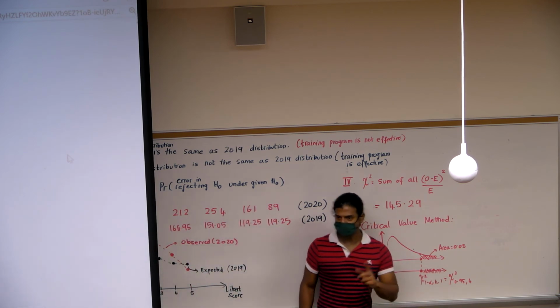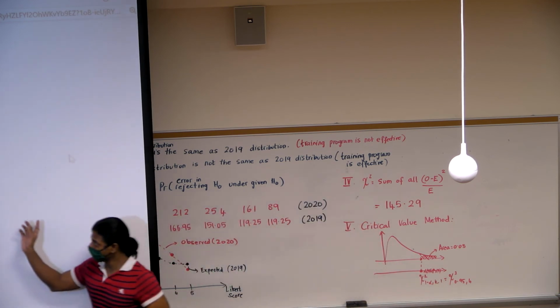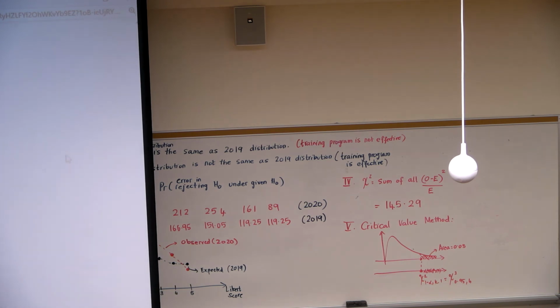That area is 0.05. So you go to the column 0.05, which is right over there, and the degrees of freedom here is 5 minus 1, because we have 5 levels, minus 1 we get 4, so 4. The critical value is 9.488. Does that make sense? Okay.